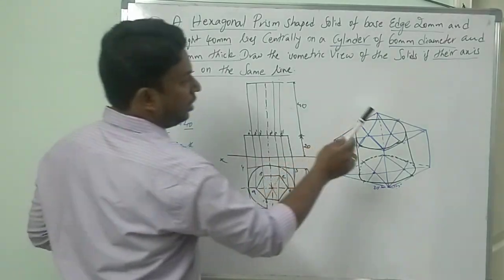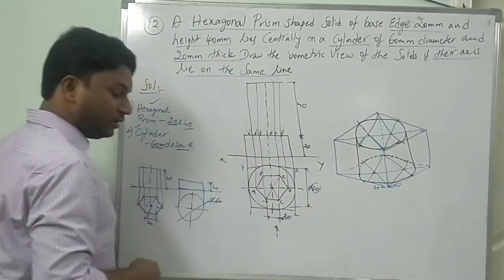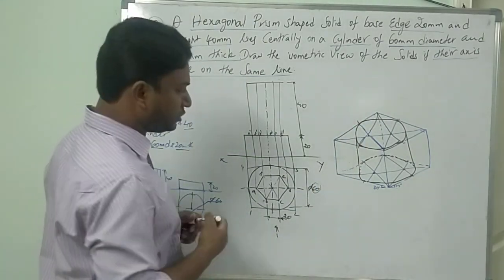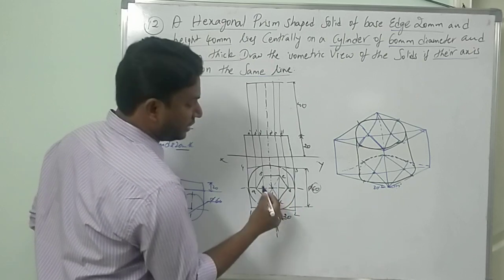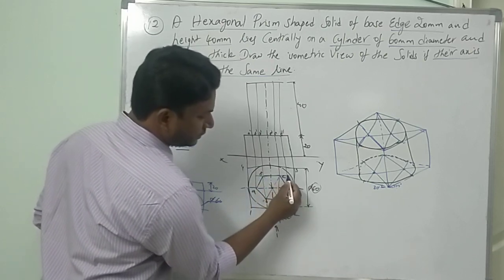Now after this, on this we are supposed to construct the hexagonal prism. The hexagonal prism also has to be drawn with the help of the box method, again similarly. Right, here it will be the box.